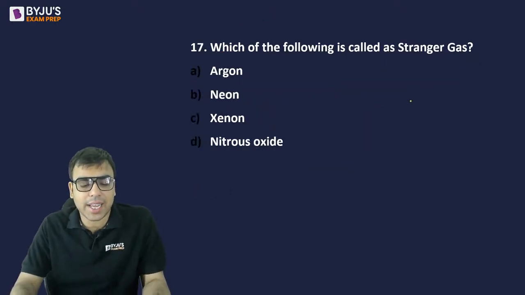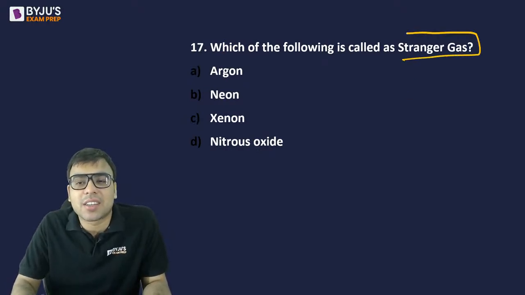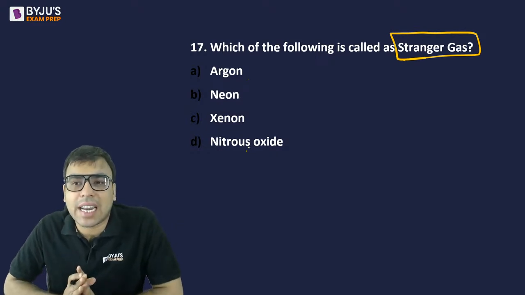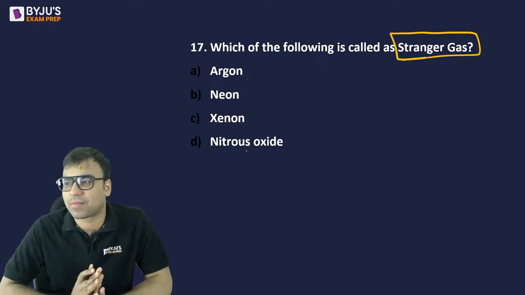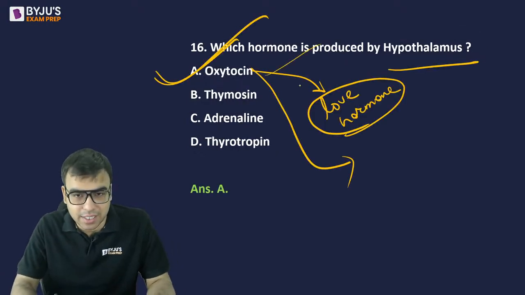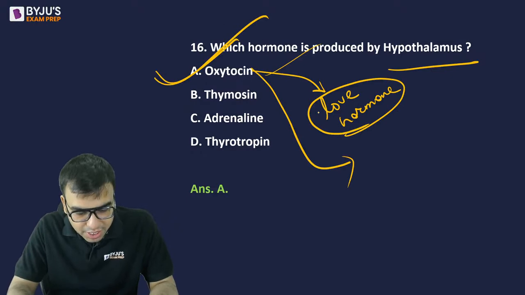The next one is question number 17. Which of the following is called as stranger's gas? Argon, neon, xenon, nitrous oxide. What is the right answer to this question? इससे पहले का A was the right answer. तो जिन्होंने भी A answer किया, Yashi Mohan Saxena, you were right.